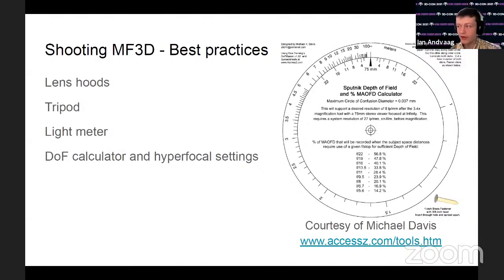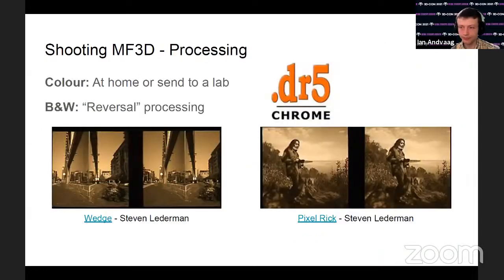Slide film is pretty picky about exposure, so you're going to probably want to use a handheld light meter to make sure you nail the exposure down. And for some helpful tools, I'd really recommend checking out Mike Davis's website. I've linked to it here. And he's got a lot of interesting calculators and technical articles that can help you make the most of your gear and really get impressive results.